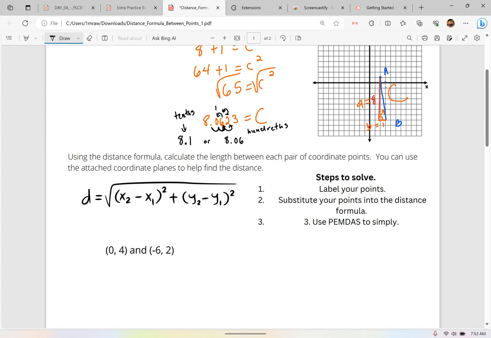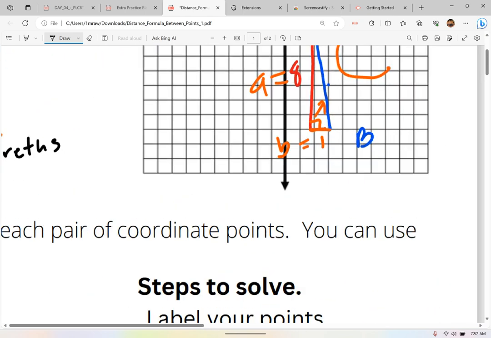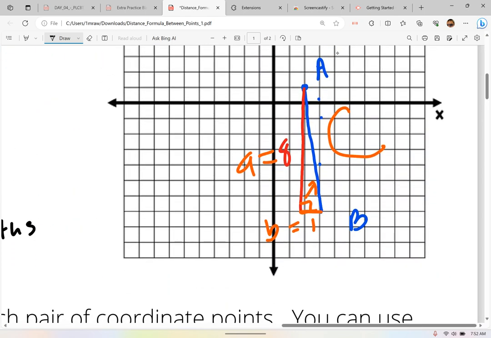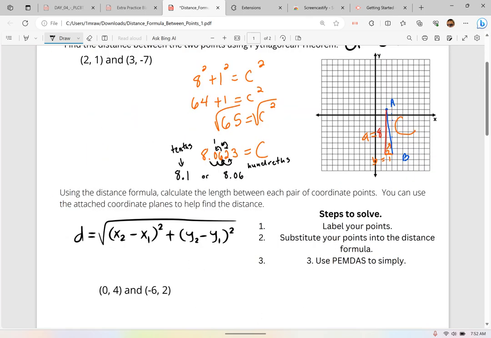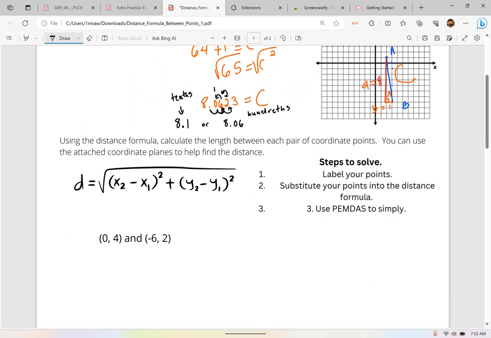The distance formula is very helpful just in case you don't have a graph, or you have something where you have to count a lot, like really long. Sometimes the distance will be really far. So you can use this distance formula to help you solve for it instead of using the Pythagorean theorem.